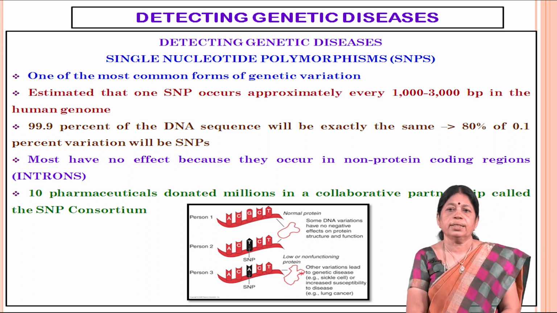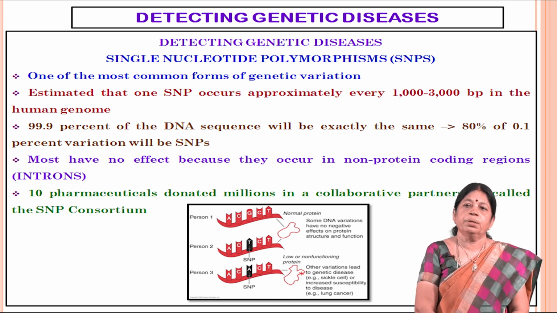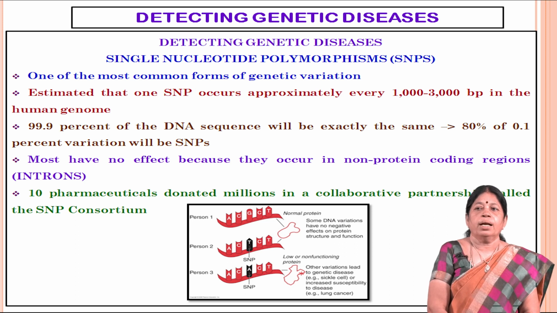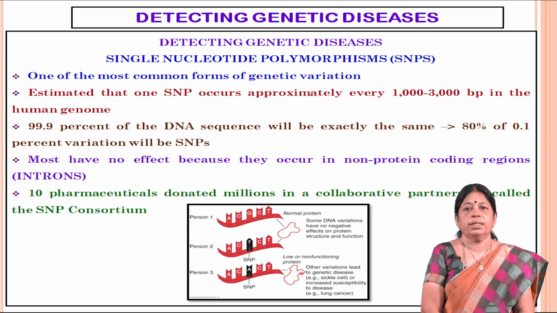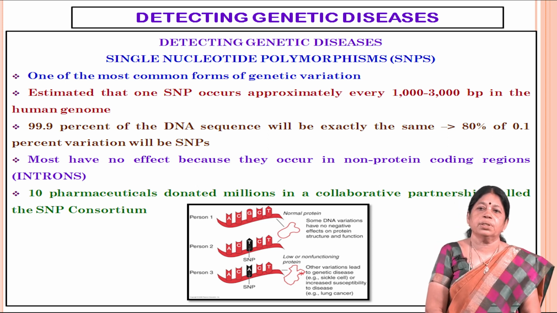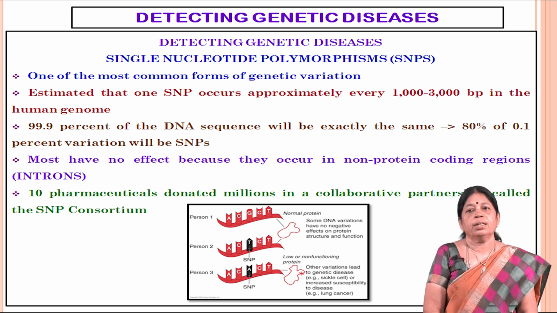So nearly 99.9% of the DNA sequence will be exactly the same, and out of this only a very rare nucleotide will cause the single nucleotide polymorphism. This is called the SNPs. So most have no effect because they occur in non-protein coding regions, that is they are introns.